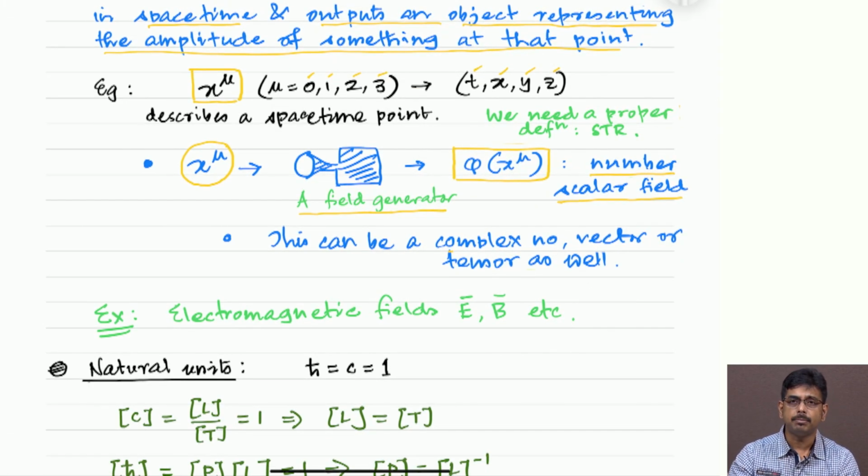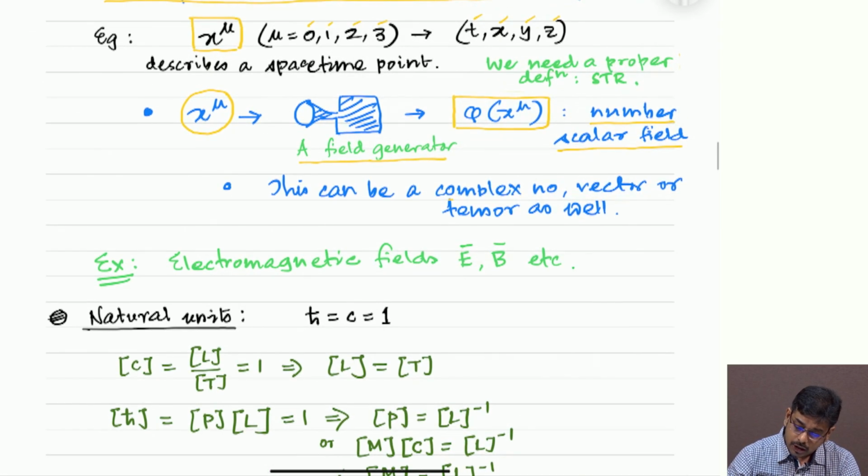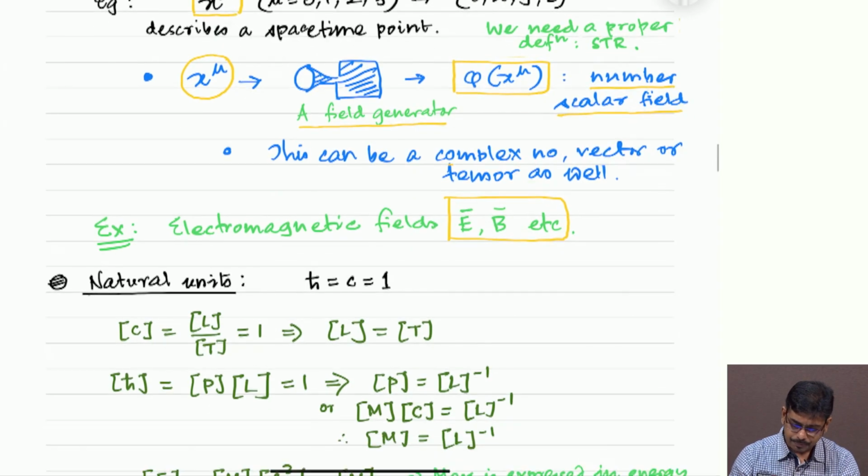And there are plenty of examples that we have classically come across, for example, electric or magnetic fields. So, these are examples of fields. It takes the space-time as an input and gives you a number or a vector at the end of the day.